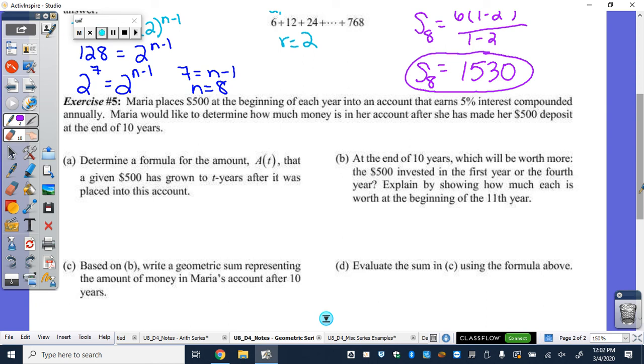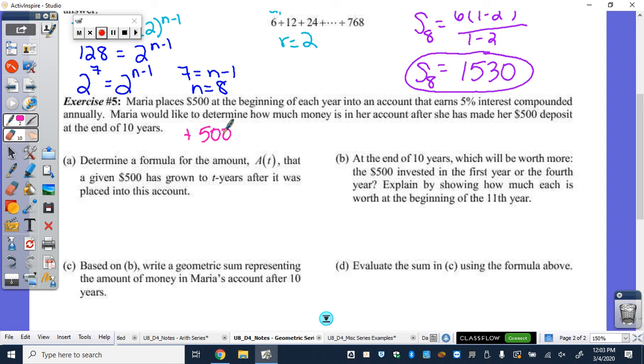So each year she's putting in $500. That's earning 5% interest. Maria would like to determine how much money is in her account after she made her $500 deposit at the end of 10 years. Okay, so at the end of 10 years, she's earning her interest, and then she makes one more deposit. So there's plus 500 again.